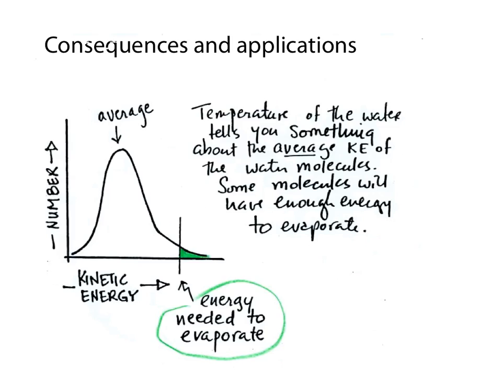We can actually draw a graph of the number of particles with a given kinetic energy, and this leads us to one of the consequences and applications. The temperature of the water tells you something about the average kinetic energy of water molecules. We've already seen there's a certain amount of energy that's needed to evaporate. So from all these water molecules, those highlighted in green will evaporate. What does that do to the average? It means that the average goes down, which means that the temperature goes down.